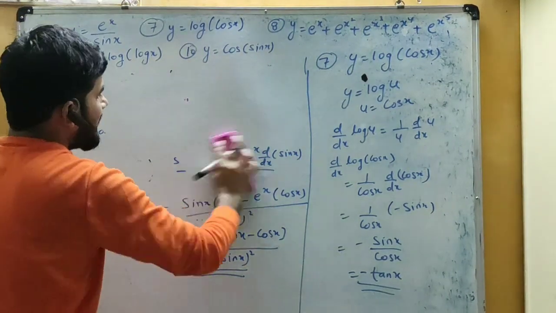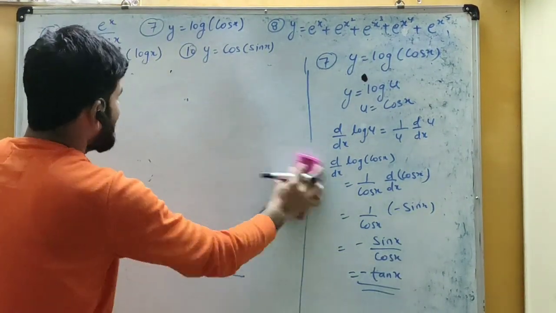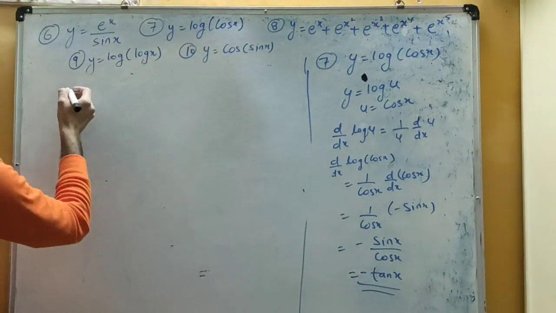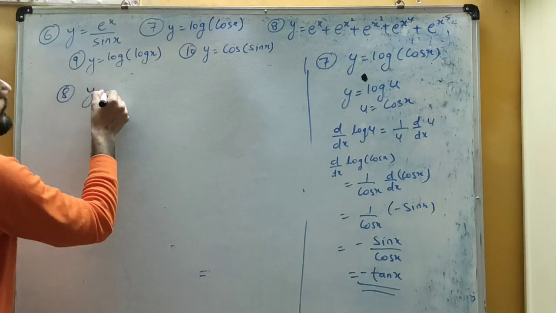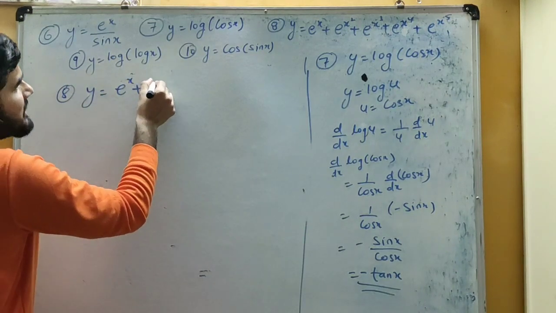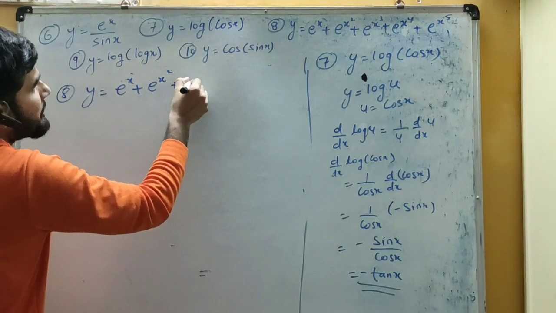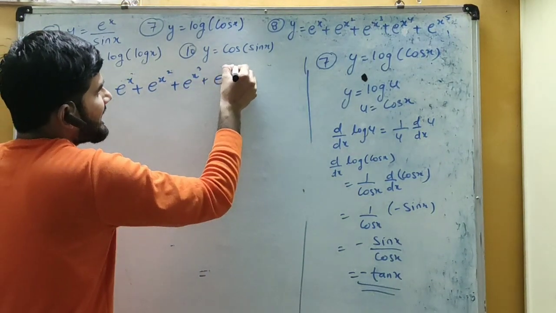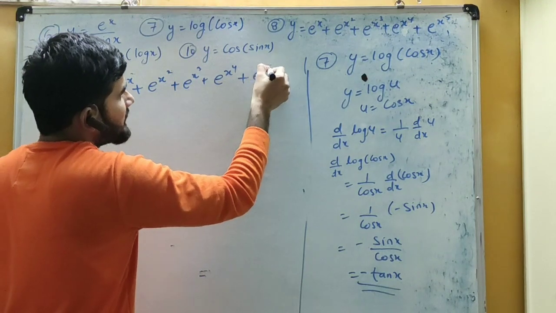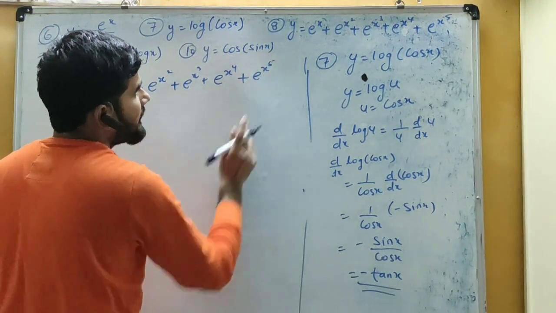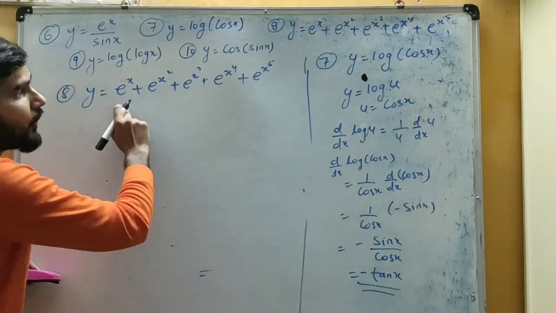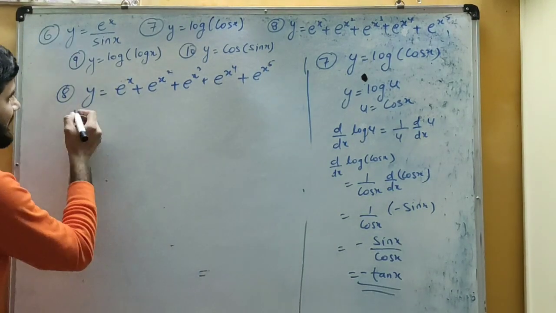Okay, next is question number 8, that is y equals e raised to the power x plus e raised to the power x squared plus e raised to the power x raised to the power 3 plus e raised to the power x raised to the power 4 plus e raised to the power x whole raised to the power 5. Now here we have to solve all these functions separately.